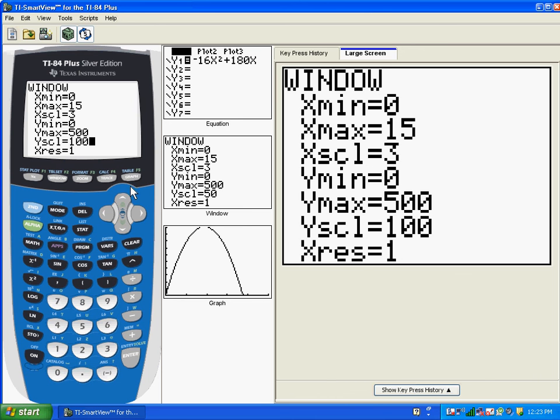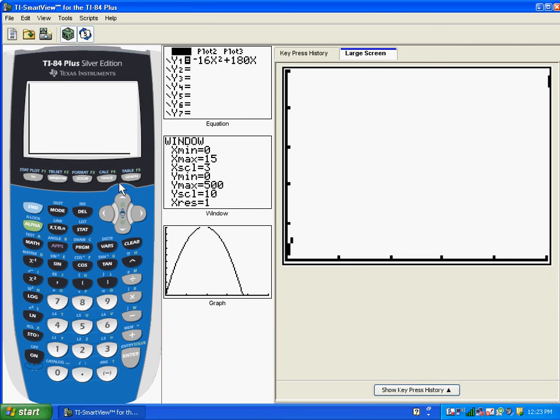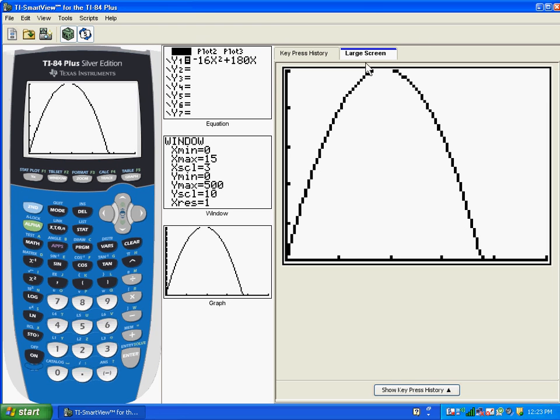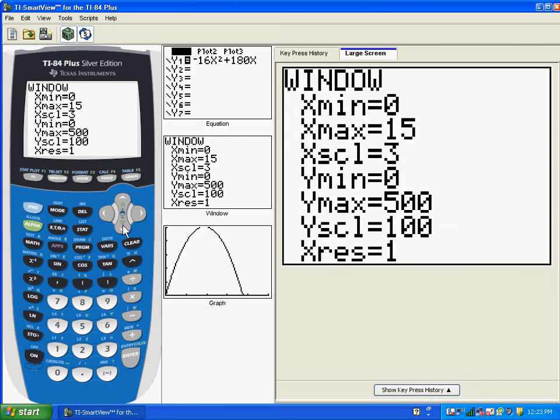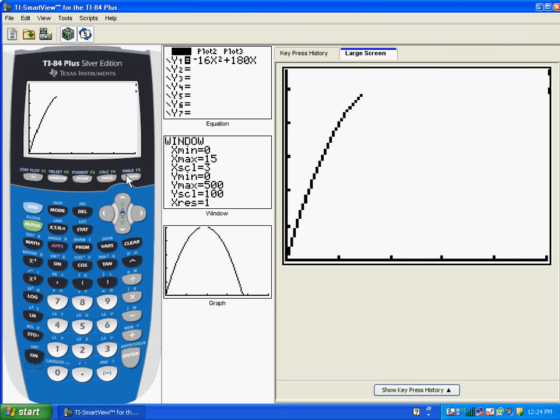Okay, now let's look at our graph. Man, we're close. We're close here. Where are we missing? We're missing one little tiny spot. That's right. We can't find our maximum. So all we need to do is jump a little bit more. So go to your window. Let's make that Y max, let's make it 500, and let's make it 550. And let's just see what happens here. Awesome. Very good. Very good.